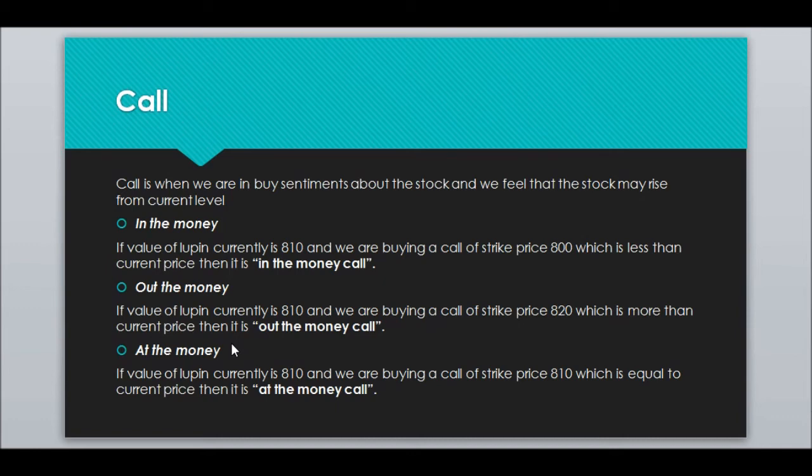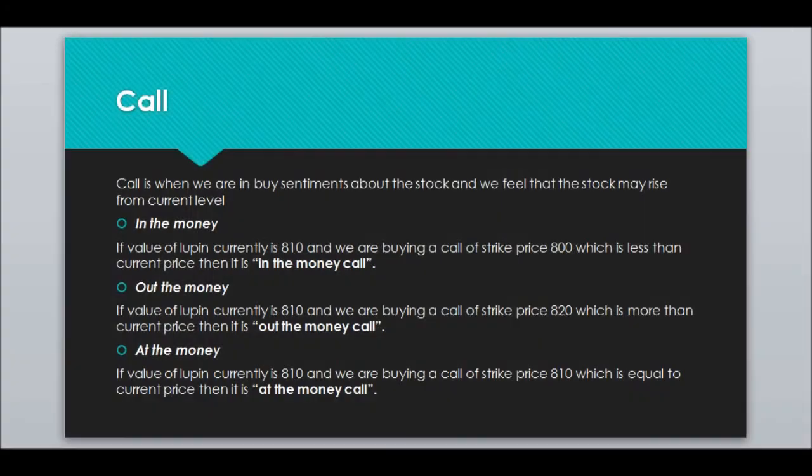Once it reaches 820 and goes further beyond 820, then the price of the premium will move faster, as we have seen earlier in the premium value calculation. So the intrinsic value will move fast in this case, while the time value will not move with the same variation, but the intrinsic value will move fast when it crosses 820.